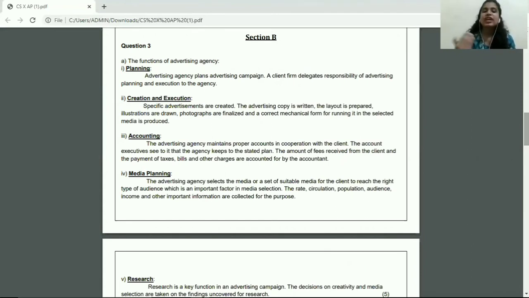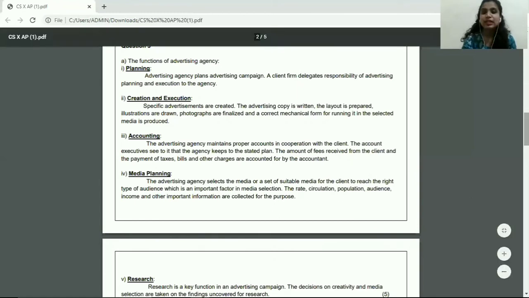Again, students, when you're writing such kind of an answer, start with the statement, the functions of advertising agency are, and then go about and explain any 5 functions, create head points, number those head points, and then explain those head points. Elaborate explanations have to be given. If you can, wherever possible, try to include examples. Yeah, it will only enhance your answer. So 5 marks, 5 points, and 5 suitable explanations.